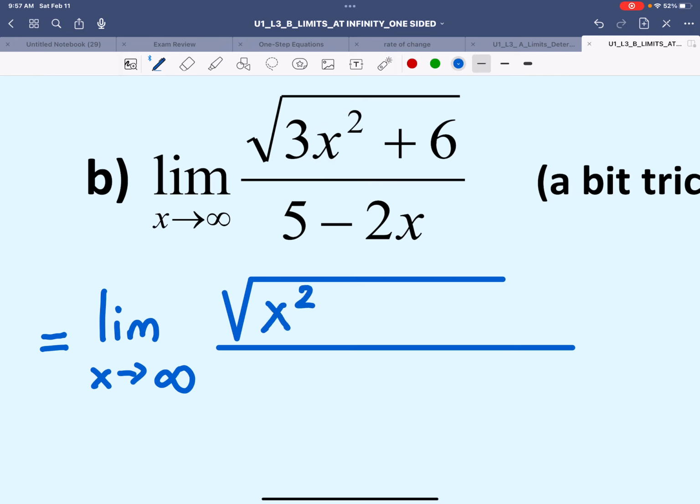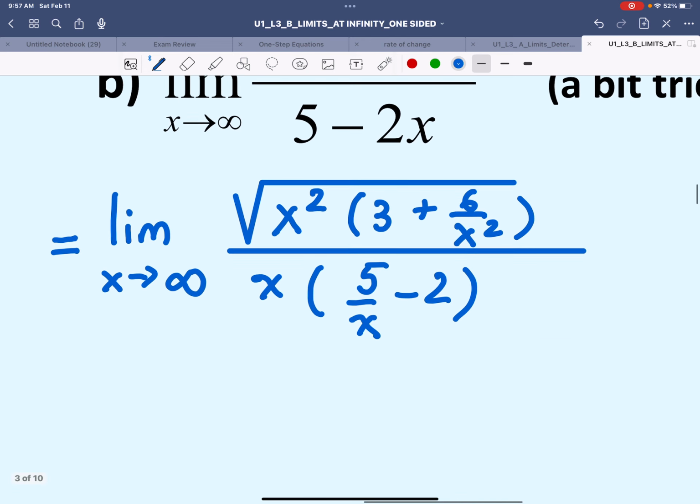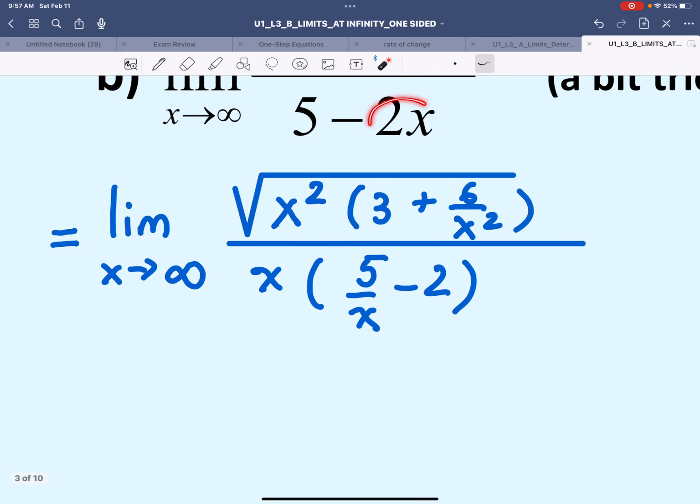So it will have to stay inside the brackets right now, inside the root. So we have 3 plus 6 over x squared. And then down in the denominator, we have the common factor, which is x. And then we have 5 over x, and then minus 2 here. Some people like to reorder the terms, so highest to lowest degree. Do that if that makes you happy.